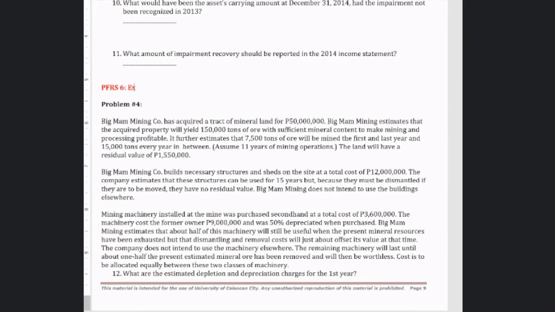PFRS 6 Exploration and Evaluation of Mineral Resources.